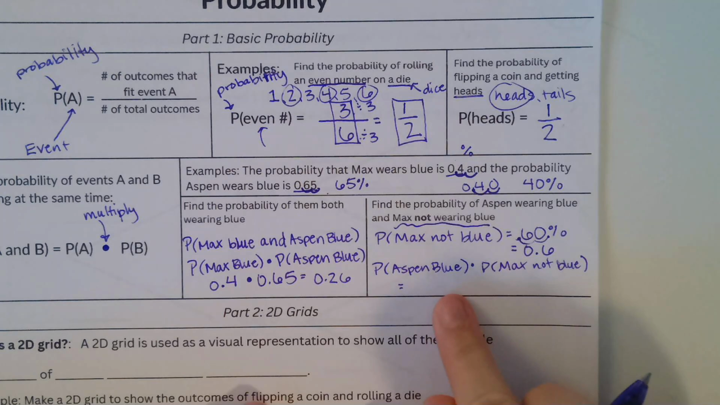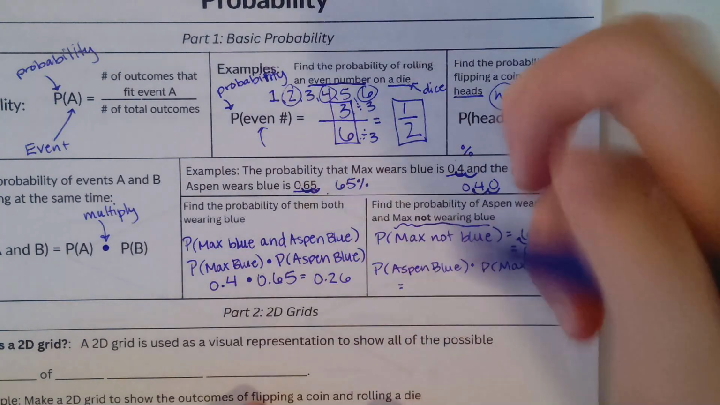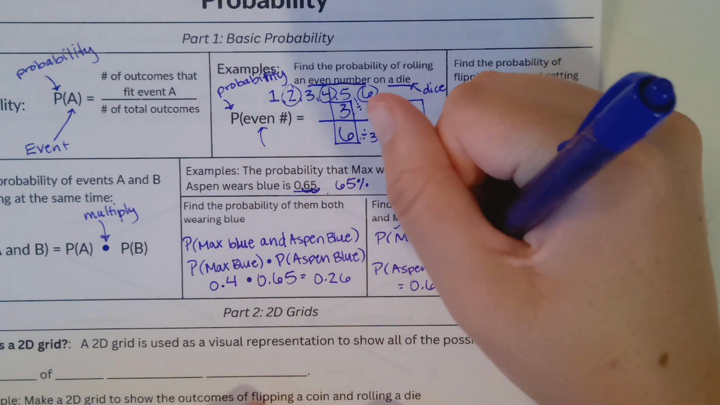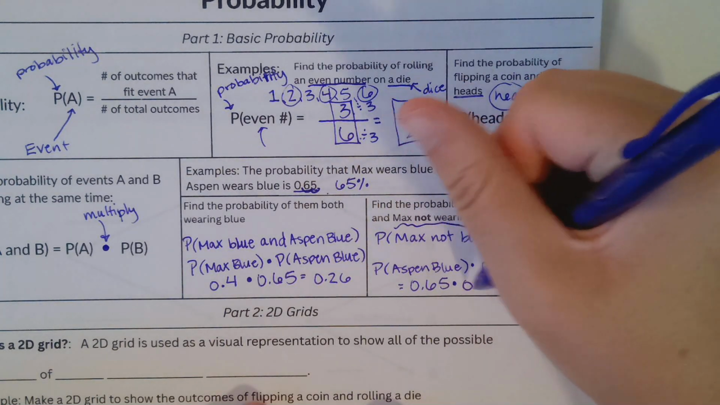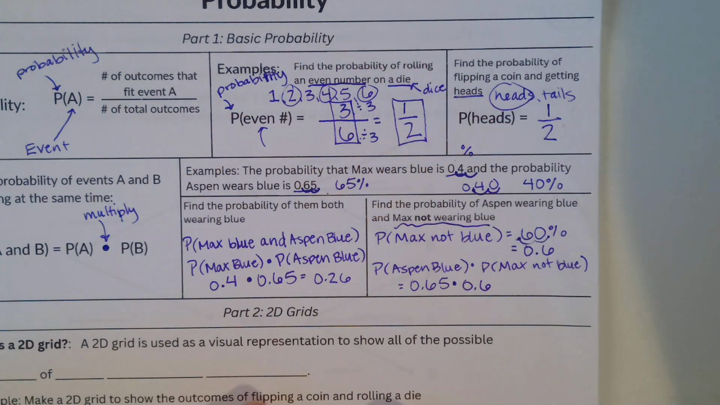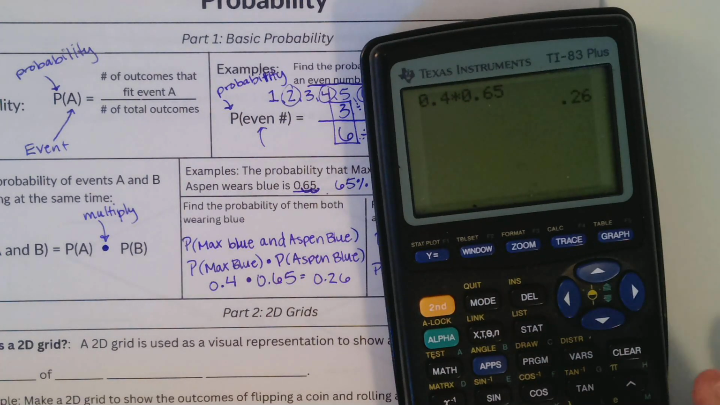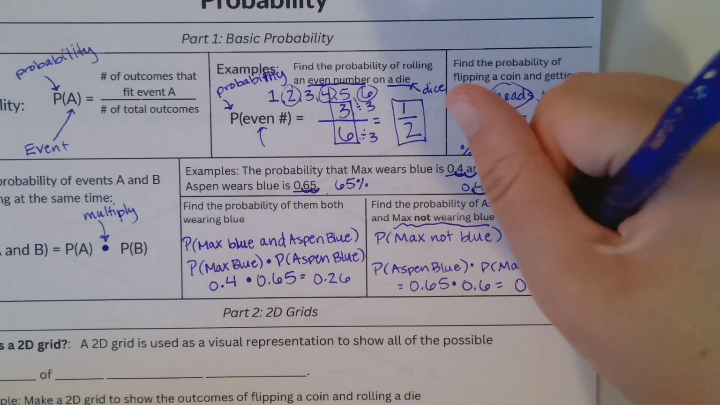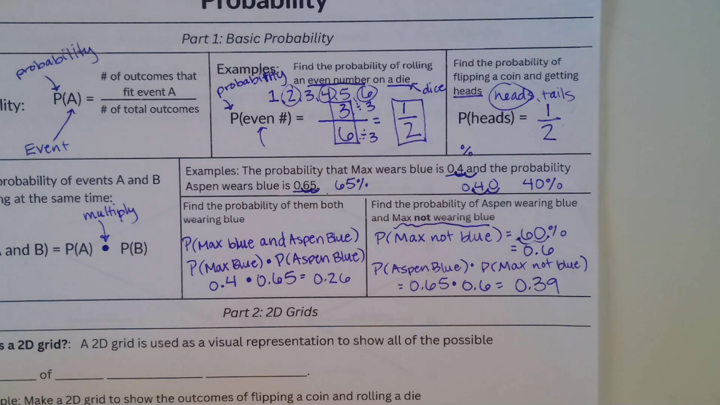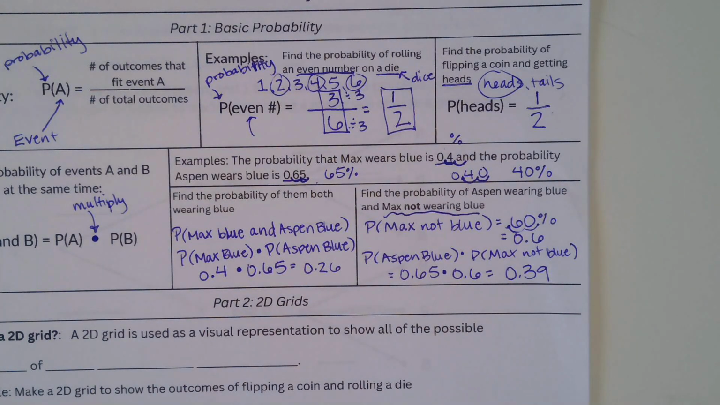In this case, Aspen wearing blue, we already said that before, that was at 0.65. And then I'm just going to multiply that with Max not wearing blue, which is 0.6. So from here, you can just plug that into your calculator. 0.65 times 0.6, hit the enter button, and you're going to get 0.39. And then that's going to be your answer from there.